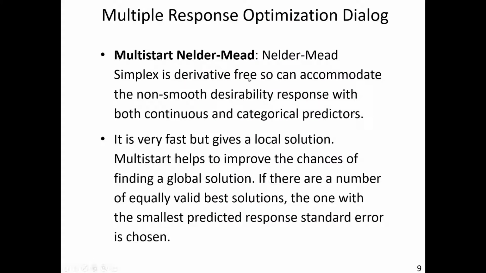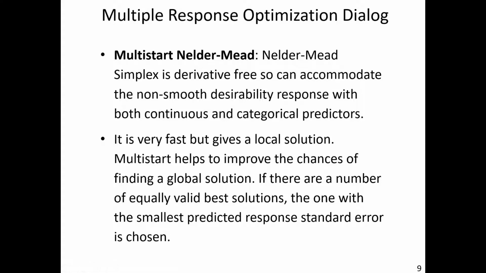As I mentioned, the default method that we use is Nelder-Mead simplex. It's derivative free, so it can accommodate a non-smooth desirability response with both continuous and categorical predictors. So it's very flexible. It's also very fast, but the big disadvantage is that it gives a local solution. And in these problems, there are often multiple local solutions and one global solution. The workaround to that is to use multi-start. So you have random starts, and then you run the Nelder-Mead and find a solution, and that improves your odds.